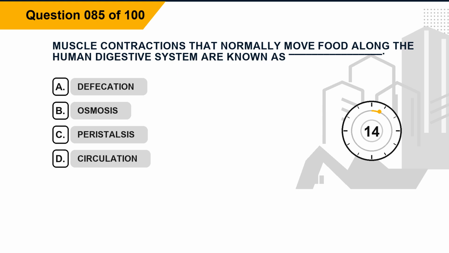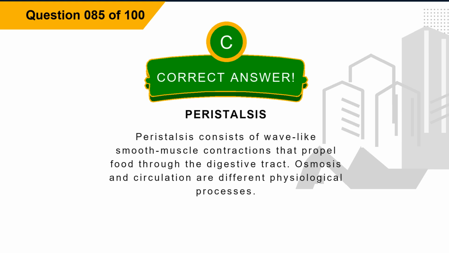Question 85. Muscle contractions that normally move food along the human digestive system are known as blank. Option A, defecation. Option B, osmosis. Option C, peristalsis. Option D, circulation. The correct answer is option C, peristalsis. Explanation. Peristalsis consists of wave-like smooth muscle contractions that propel food through the digestive tract. Osmosis and circulation are different physiological processes.